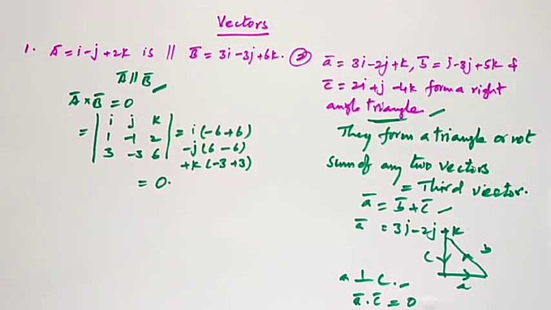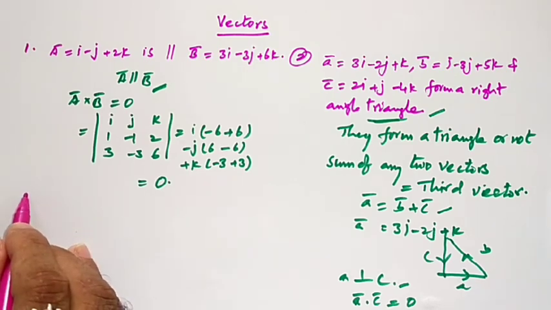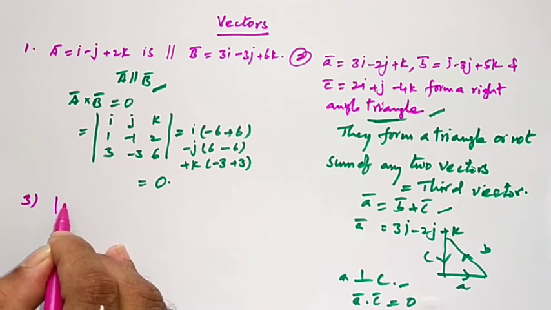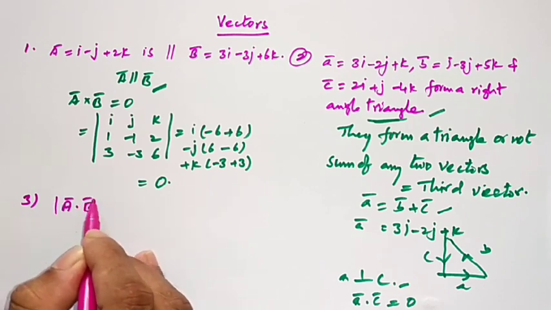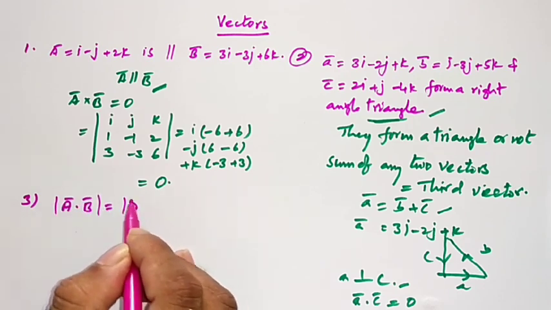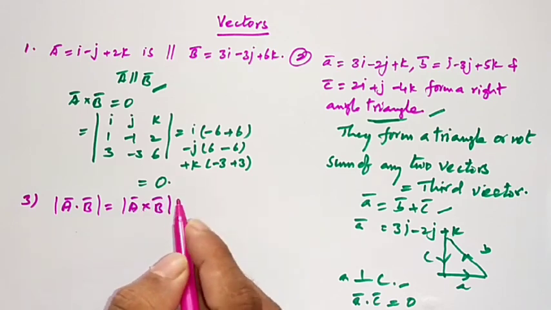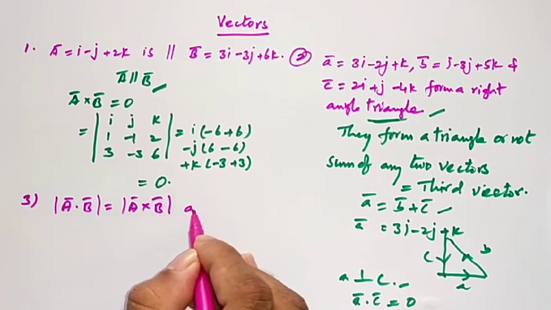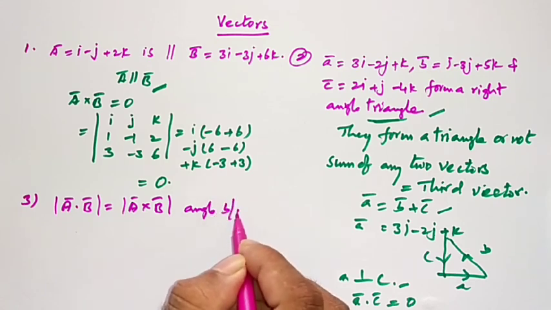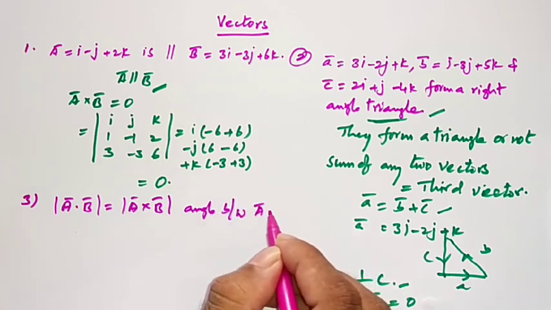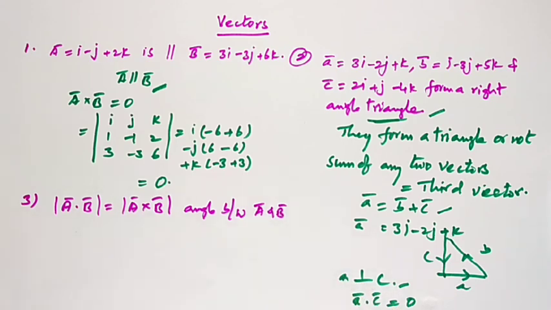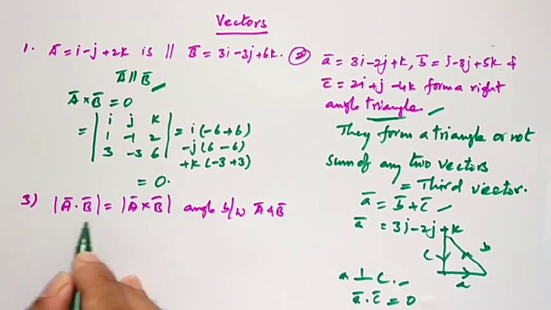Now the third question, let us see, it is also a very important one. If modulus of A dot B is equal to modulus of A cross B, then find the angle between vectors A and B. Understood? So the magnitude of A dot B is given equal to the magnitude of A cross B. Then what is the angle between A and B? That is the question.